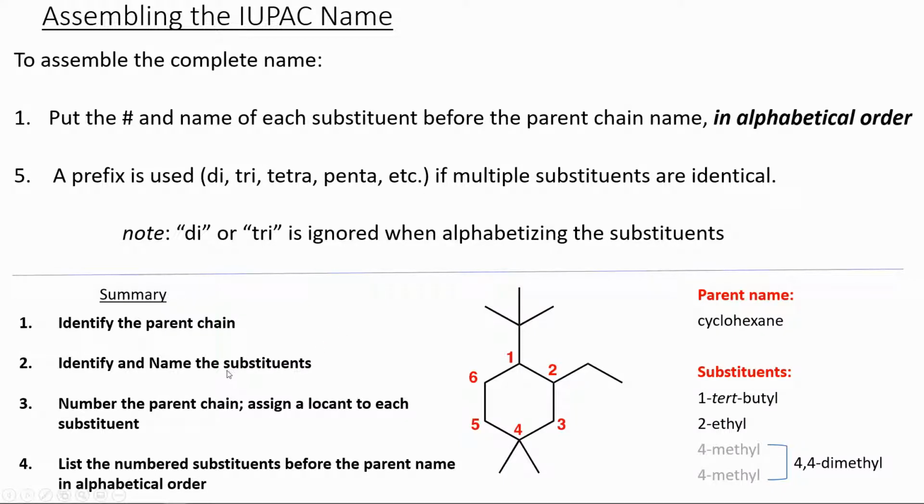So kind of in summary, 1, identify the parent chain. 2, identify and name all of the substituents. Number everything and assign locations to minimize the numbers. And then finally, we'll list the numbered substituents alphabetically before the parent name.